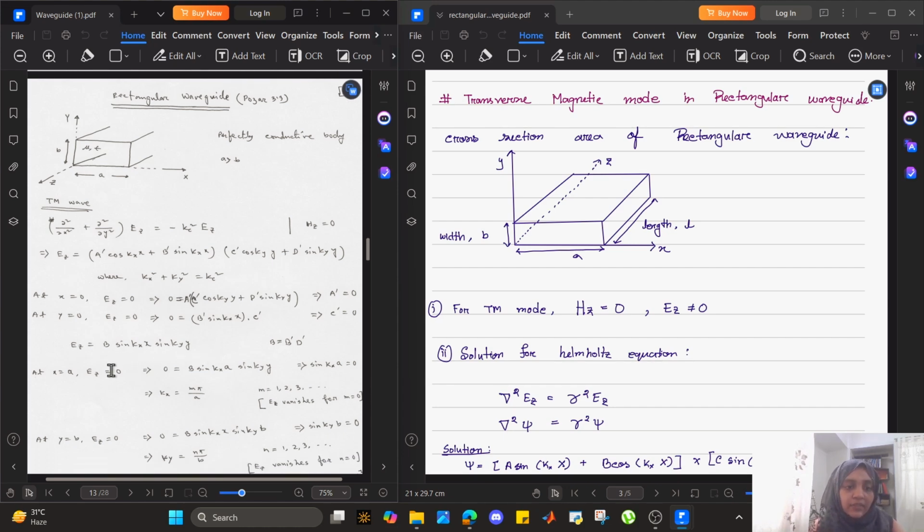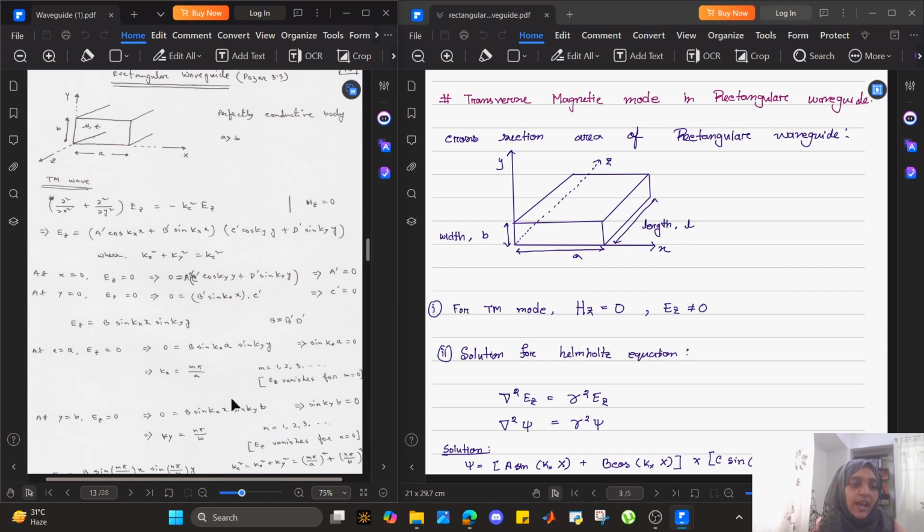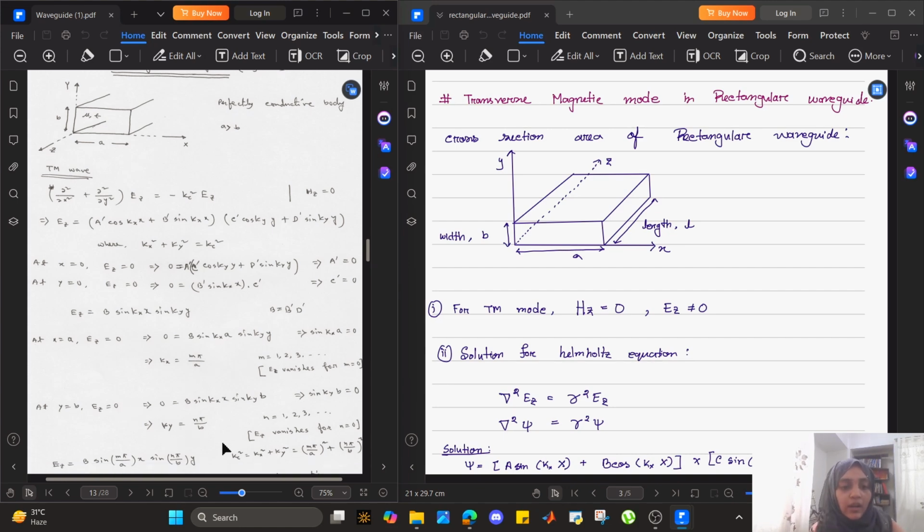After that, if we put x equal to a, Ez equal to 0, we will get the kx value. And if we put y equal to b, Ez equal to 0, we will get the ky value from here. Here kx and ky depend on the values of m and n. M and n mean some integer values. We will come back to these m and n values later.